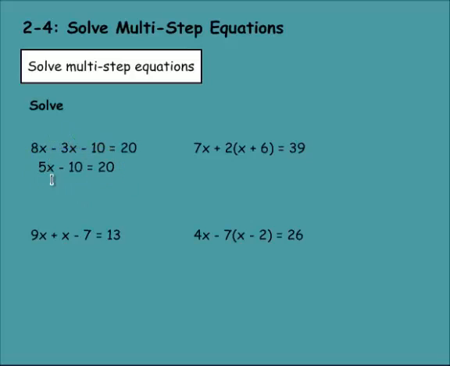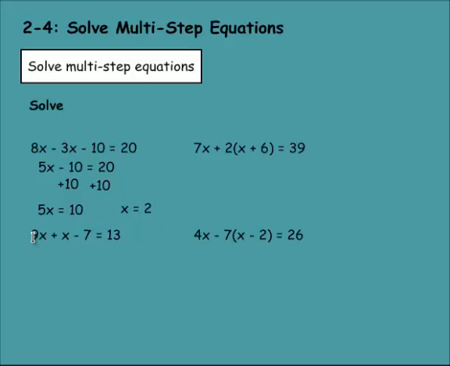And now this looks like the two-step equations we've been working on. So I would add 10 to both sides. And that would give me 5x equals 10. If I divide both sides by 5 then, that would give me x equals 2.